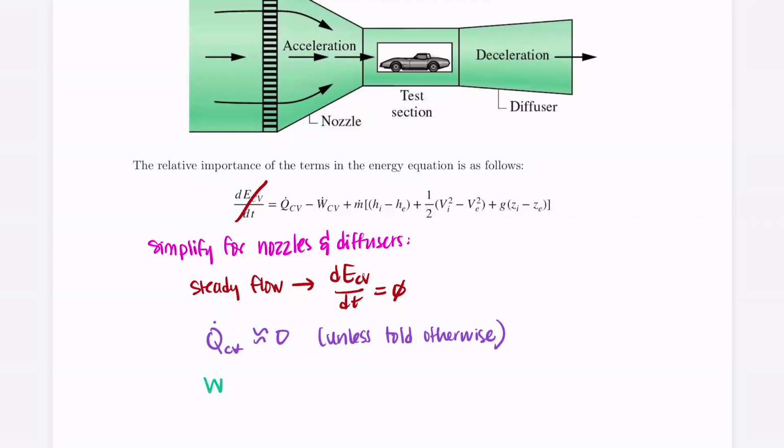W dot. So our work term is going to be 0. If you look at this system, there's no spinning shafts here. There's no electrical inputs. This is a device that has rigid boundaries, so the boundaries aren't moving. We don't have boundary work here. So that's just by definition of what this device is, our work is going to be 0.